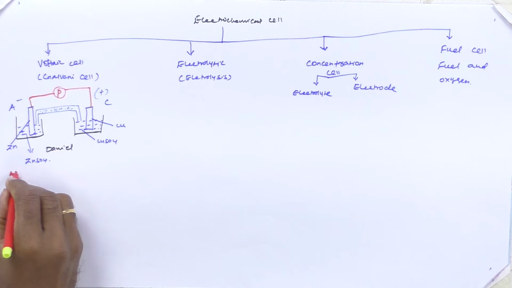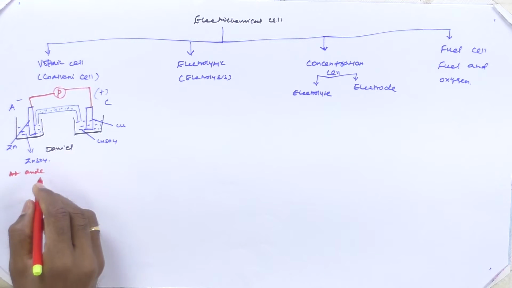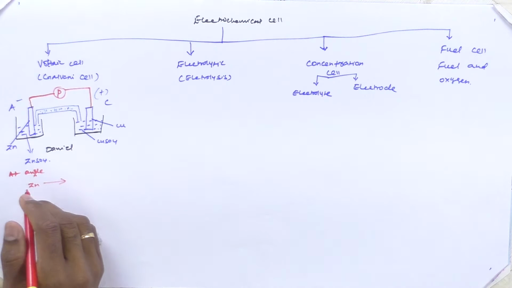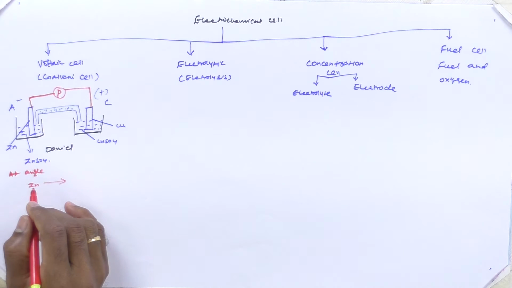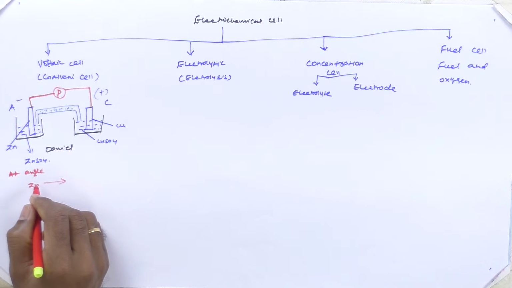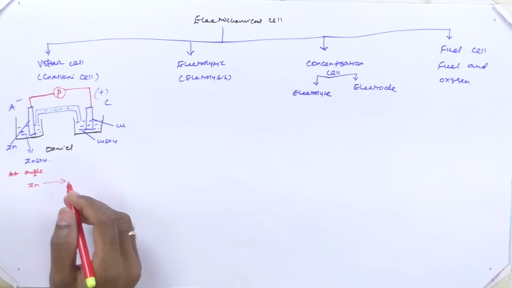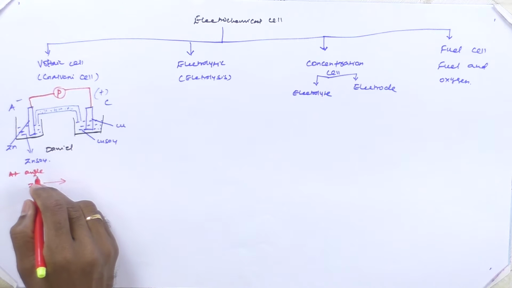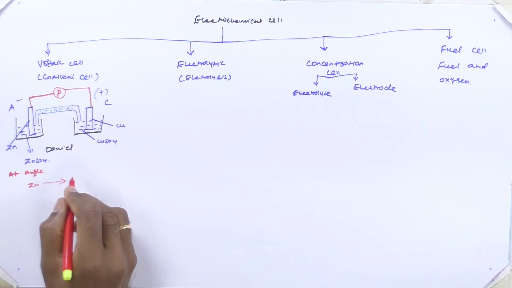Alright, now at the anode, zinc will undergo the oxidation process. So all the metals consist of atoms; the zinc metal consists of zinc atoms, and these atoms are bound together with the help of valence electrons. Now we are going to remove a valence electron from the particular zinc atom.